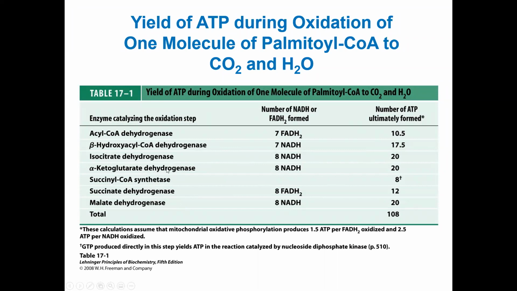And you sum them up, all these enzymes of the citric acid cycle, and you will see that you are able to generate 108 molecules of ATP with 1 molecule of palmitoyl coenzyme A. This is the fatty acid that is already activated.